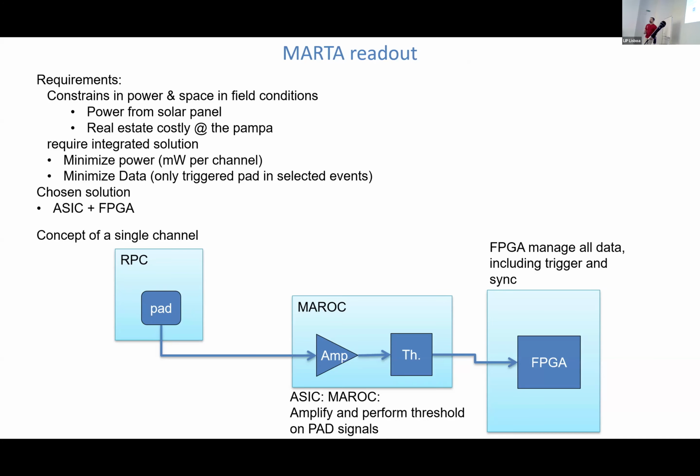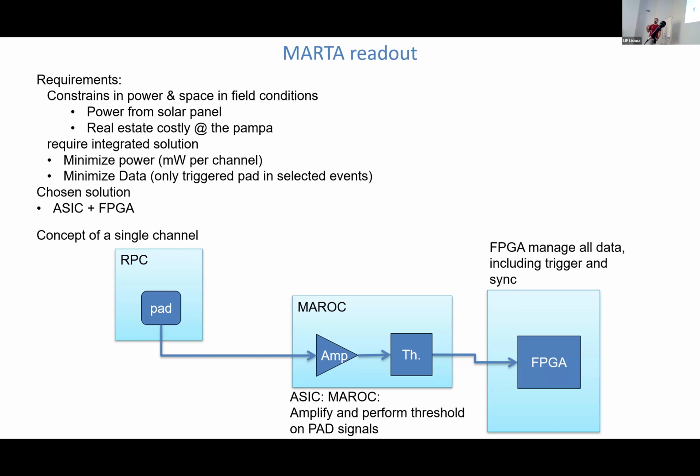Okay, so we needed to evolve because it was not practical to do autonomous stations with this. We need to get power from a couple of solar panels, ideally one. Also, the real estate is costly at the Pampa, meaning we have about 20 centimeters below the tank to put everything. I know it's 3.6 meters, but you want to instrument everything in this 3 by 3 square, so it's complicated.